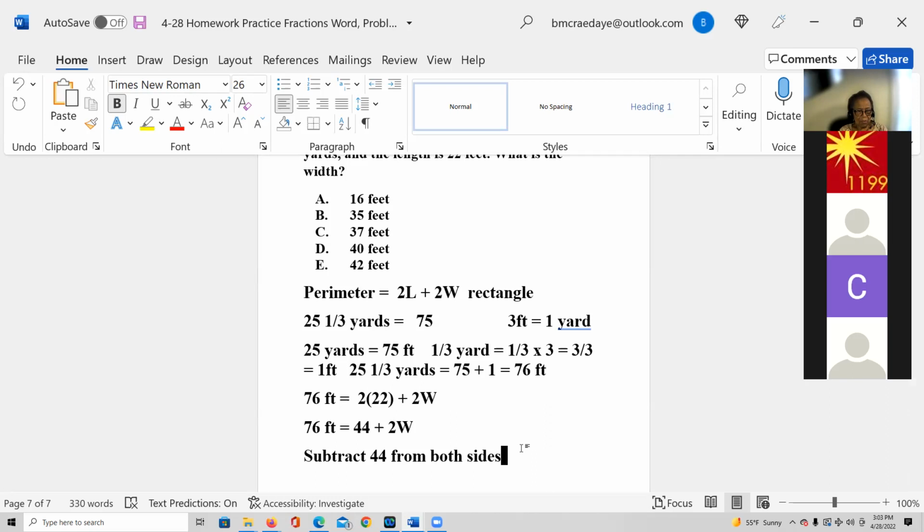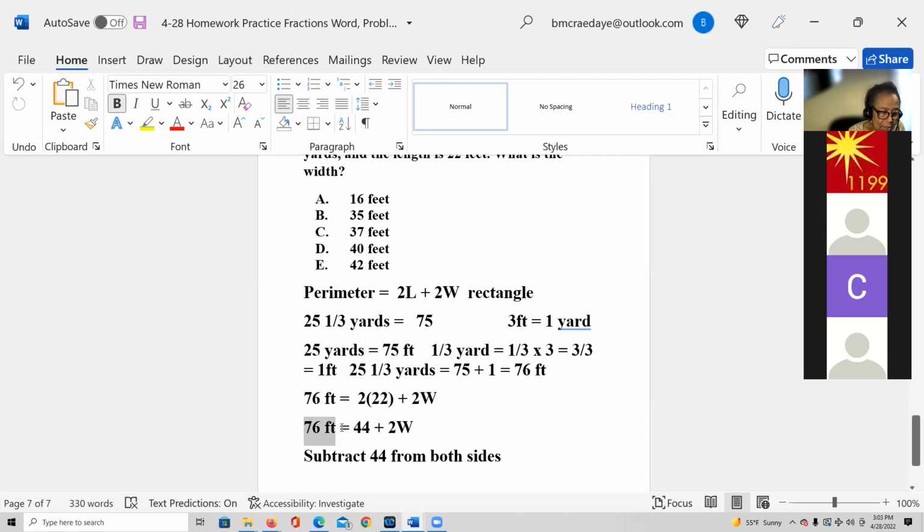No. Well, the thing is, we're trying to solve for W. Yeah. So we're trying to get W left on the right side. So we've got to get the 44 from both sides. We've got to remove this 44 from the right side, right? In order to do that, we have to do the opposite operation. It's being added here. So you got to subtract it from both sides, and then you'll have just 2W left.